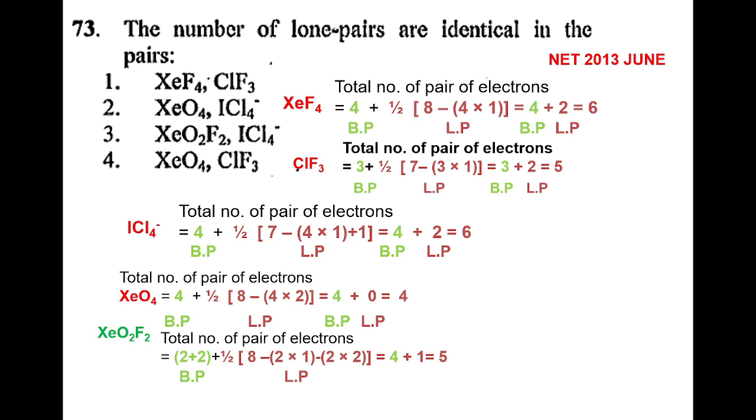In case of ClF3, 3 bond pair, 2 lone pair. In case of ICl4 minus, 4 bond pair, 2 lone pair. In case of XeO4, 4 bond pair, 0 lone pair. In case of XeO2F2, we have 4 bond pair, 1 lone pair. So in case of XeF4 and ClF3, same number of lone pair of electrons, also in case of ICl4 minus.